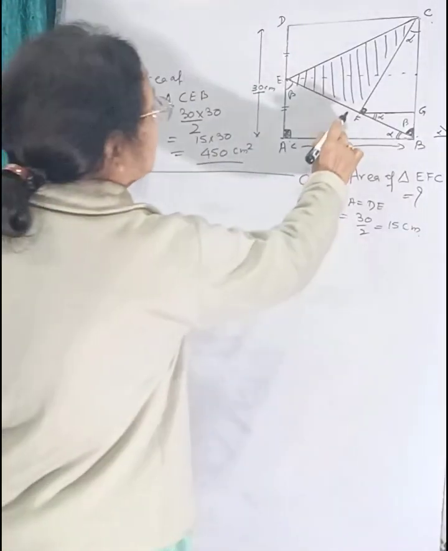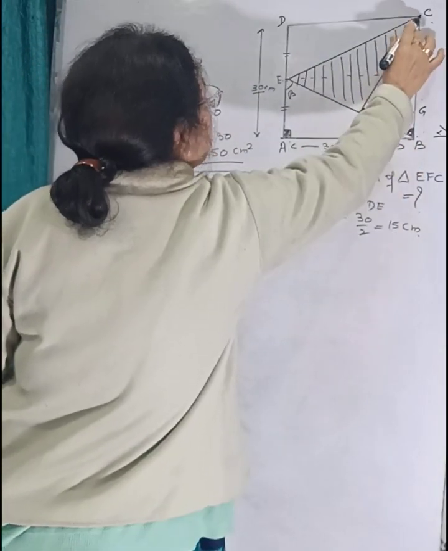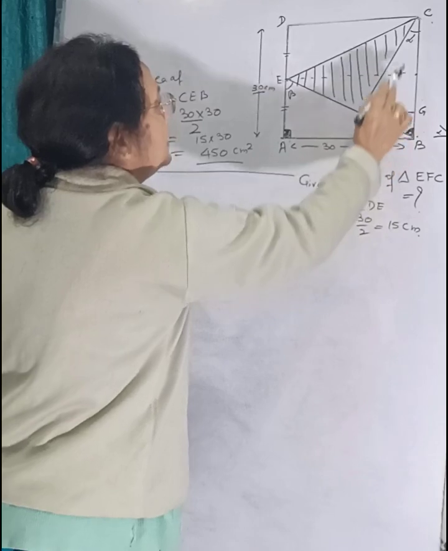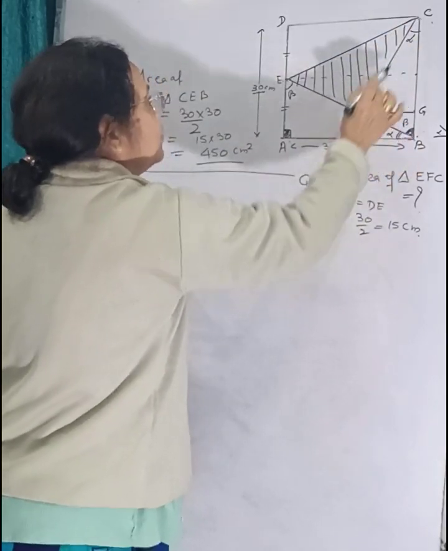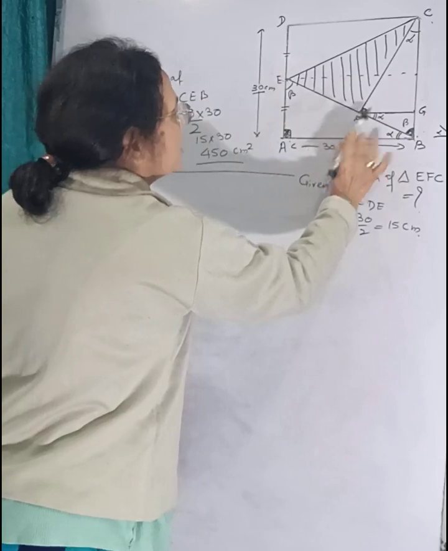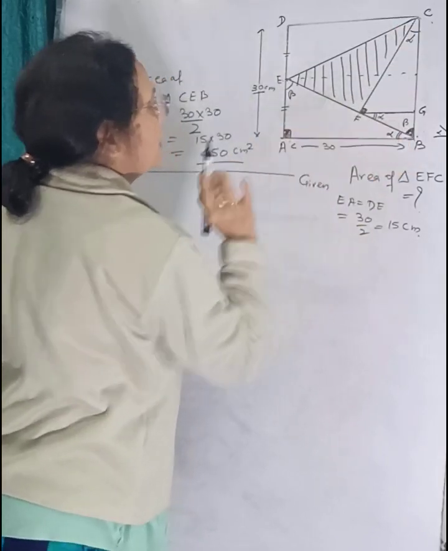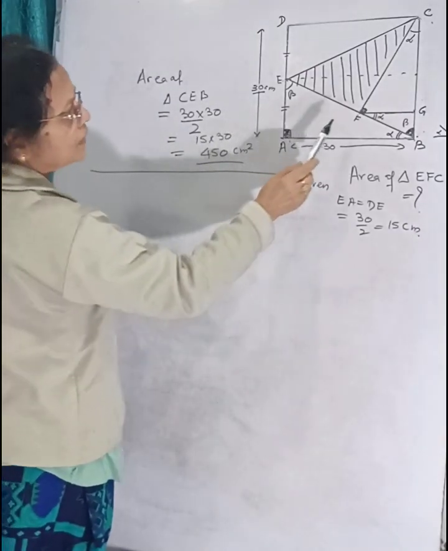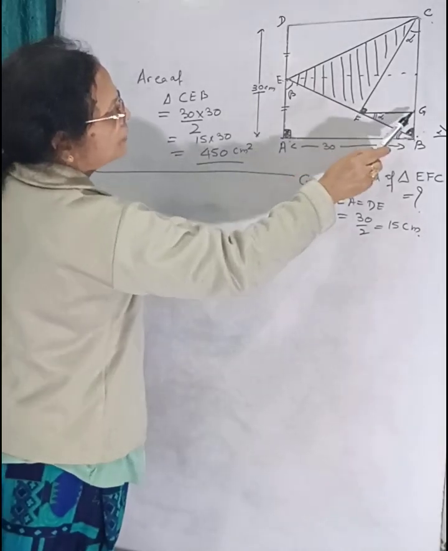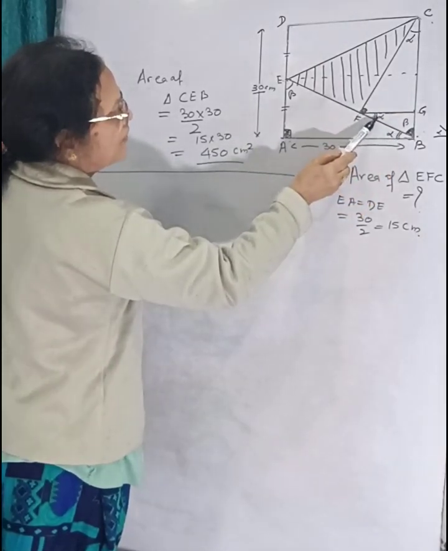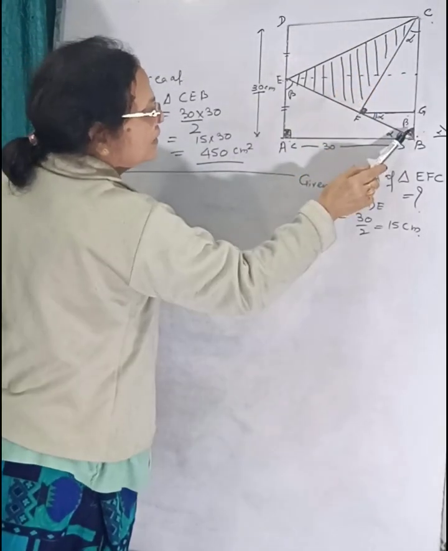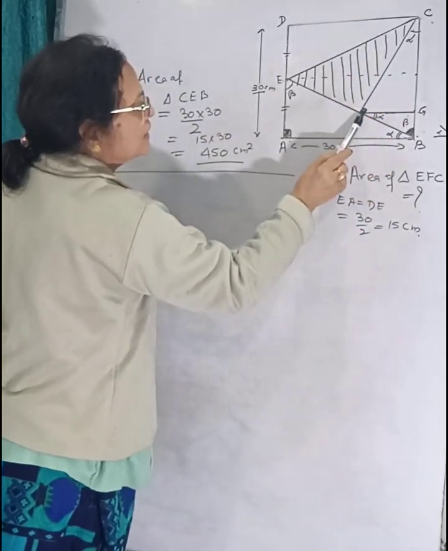Our aim is only to find the value of FG so that we can find the area of this triangle CFB, by multiplying this into this by 2. We know this one, we have to find FG. To find FG, look at this triangle FGB: this is beta, this is alpha, this is 90. Similarly, the triangle CFE: this is beta, this is alpha, this is 90.